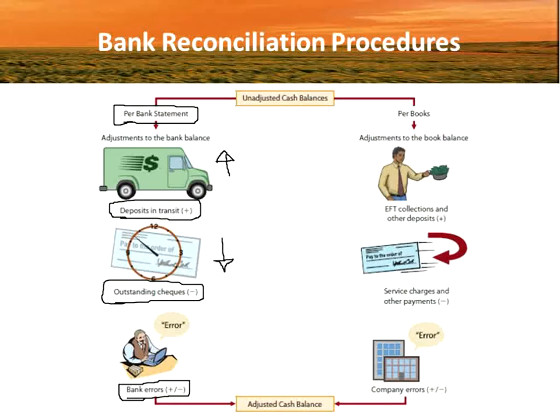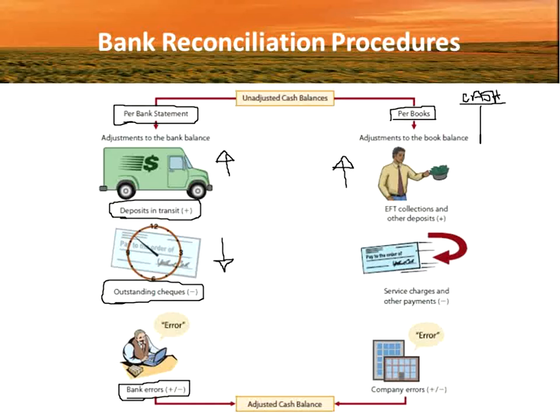Then we have our own company book. So this would be the actual ledger account called cash. And we may need to do some adjustments based on information we receive from our bank statement. So we could have what we call electronic funds transfers or other deposits. So maybe a customer went into our bank and deposited money that they owed us, and they didn't tell us. And so that would mean that we have to increase our own records to say such and such customer has given us money, and so our cash account is going up.